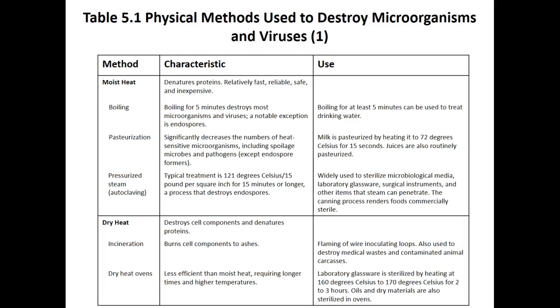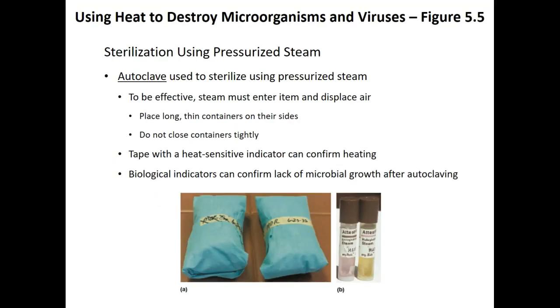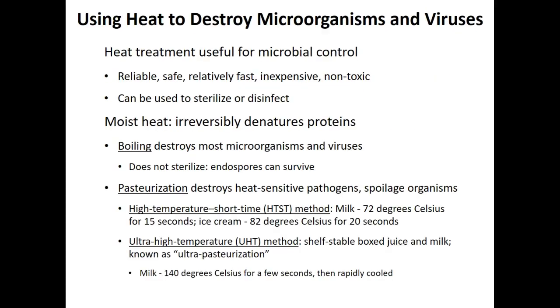So, let's go back and take a look here and talk a little bit more about the manner in which heat is used. Like I've told you before, heat is a really useful means of microbial control. Typically, it works by denaturing proteins. We've already mentioned that. But there are different forms of heat that are utilized in order to try and maintain control. The first we'll mention is boiling.